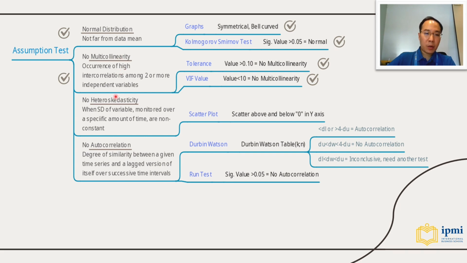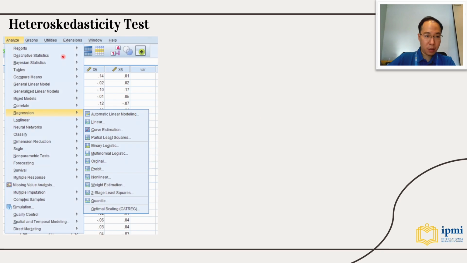Alright. Then we can go to the next step, our third step for the assumption tests, which is heteroskedasticity. Heteroskedasticity means that the standard deviation of a variable monitored over a specific amount of time is non-constant. We use the scatter plot. The scatter plot is here.